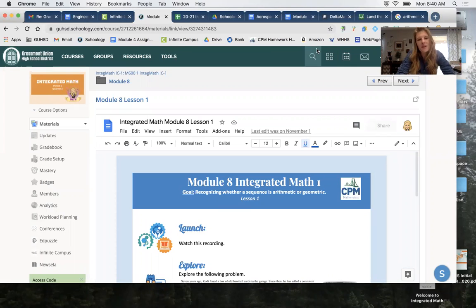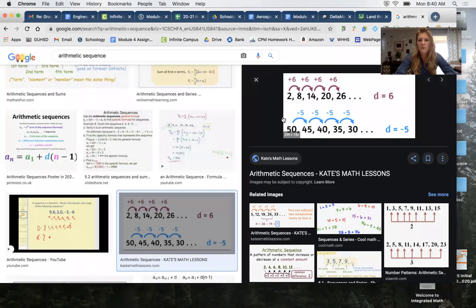Okay, so today we're going to talk about arithmetic versus geometric series. So that's what we're going to be looking at today. And today you're just going to be identifying a common ratio or common difference within the problems. So I'm going to start by talking about what the differences are between them.